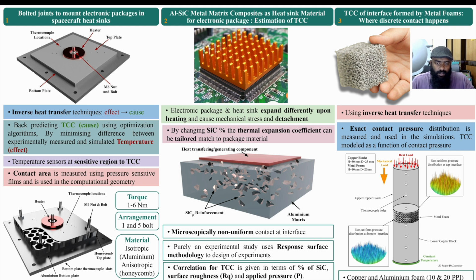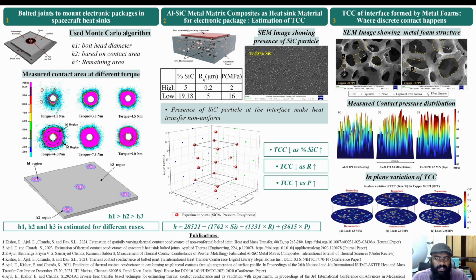The third study focused on heat transfer in metal foams and also employs inverse heat transfer techniques. As shown in the figure, actual contact pressure data measured using pressure-sensitive films is incorporated into the computational model. This helps estimate the in-plane variation of TCC. As shown in the figure, the contact area is measured for different torques, and the computational domain is divided into three regions with the TCC values H1, H2, and H3. Using experimental boundary conditions and optimization techniques, these values are estimated. H1 is located directly under the bolt head, H2 corresponds to the contact area, and H3 covers the remaining area. The result shows that H1 is greater than H2, which is greater than H3.